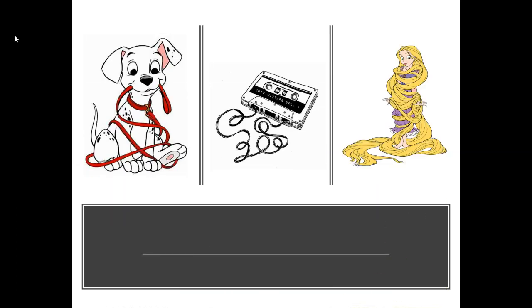Next group of pictures. What do you notice or see? I notice or I see. Well, in the first picture, I notice a puppy that is all tangled up or wrapped up with their leash that's tied to their collar. In the next picture, I notice an old cassette that has music on it, and the film is coming out of the cassette. And in the next picture, I notice Rapunzel is wrapped around with her long, long hair.